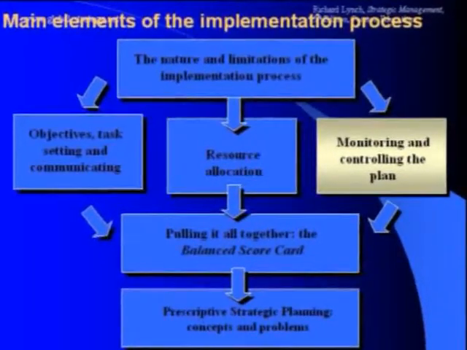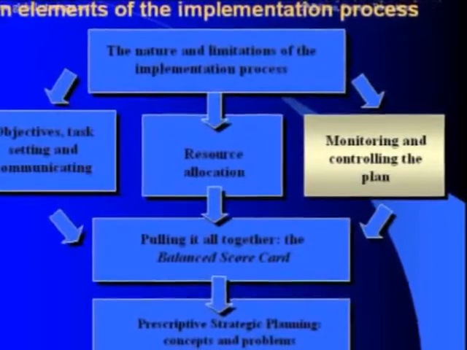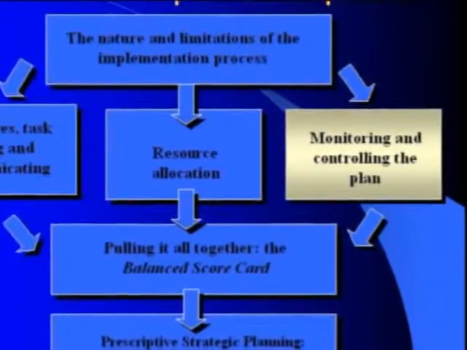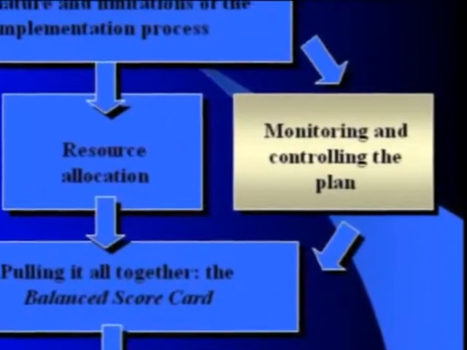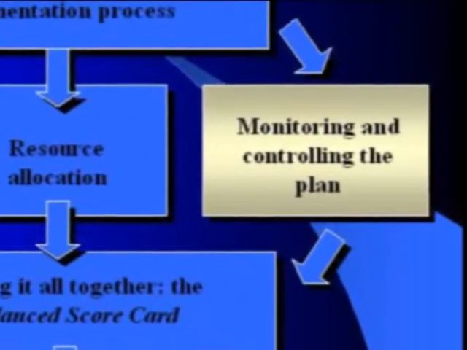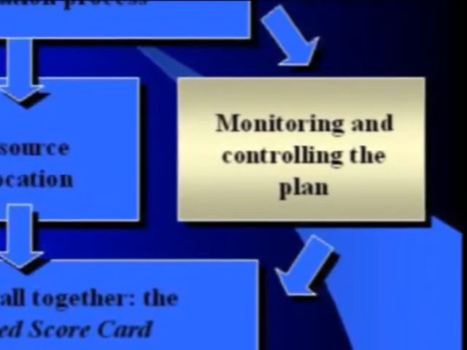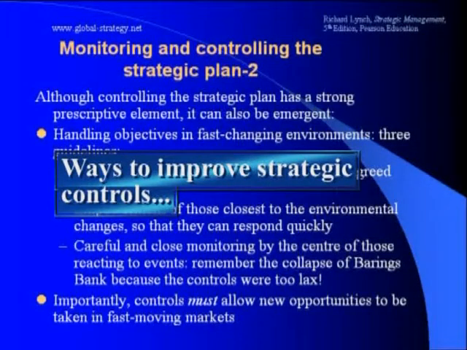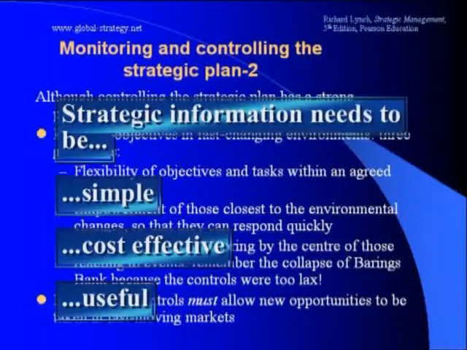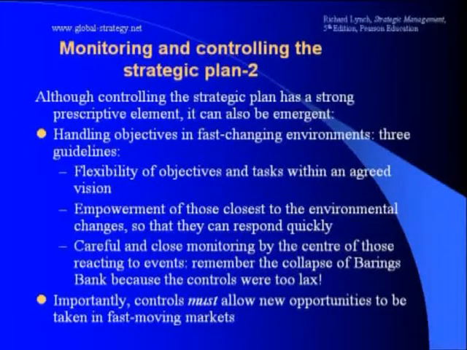Monitoring and control systems are important in assessing strategy implementation and how the environment is changing. The necessity of obtaining information in sufficient time to take the required action is crucial. There are a number of ways in which strategic controls can be improved. All rely on having simple, cost-effective and useful information about the organisation and its environment.